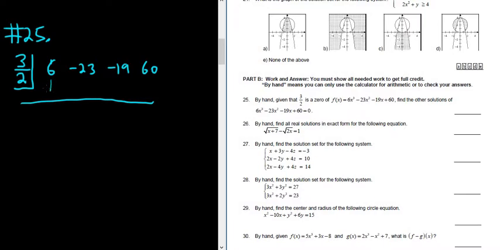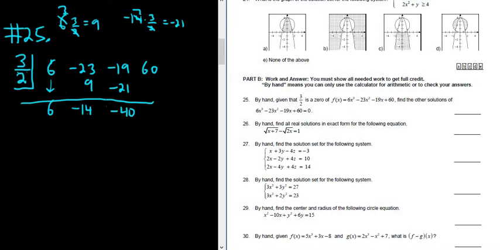So this number here comes down, so you put a 6 here. Then you multiply 6 times 3/2. I'll do it up here. 2 goes into 6 3 times, so we just get 9. Then you add these. Negative 23 plus 9 is negative 14. Then we do negative 14 times 3/2. 2 goes into 14 7 times, so we get negative 21. Then you add, so you get negative 40.